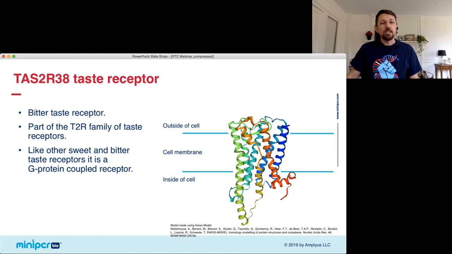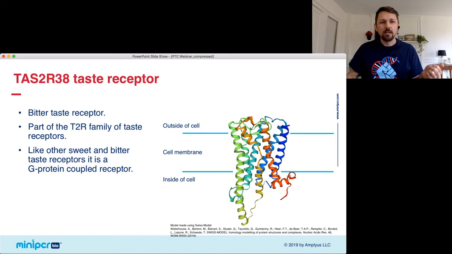It is a G protein coupled receptor, and if you are an intro bio student, you probably don't need to worry about that too much. If you are an AP or a college bio student, you'll probably be familiar with that term. And that is how all sweet and bitter taste receptors work. They're G protein coupled receptors, and structurally they're all very similar. Salty and sour taste receptors are ion channels, and I'm not sure how umami works, but that's for another day.